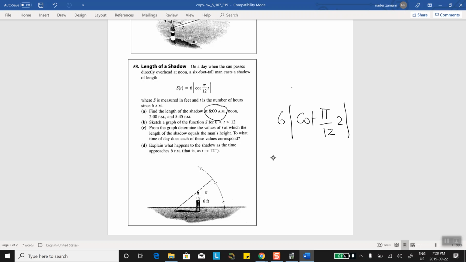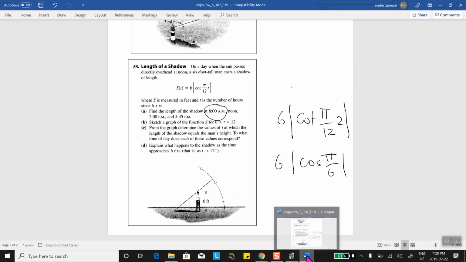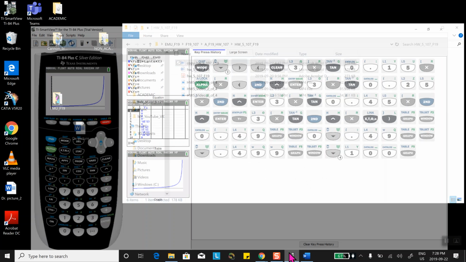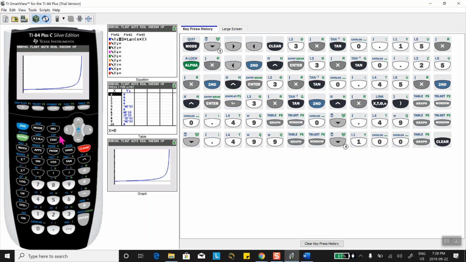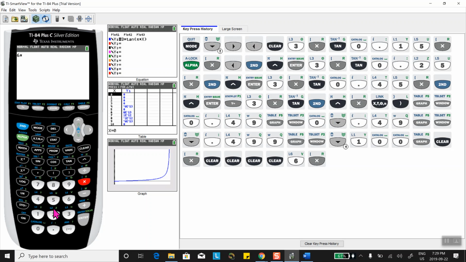It is 2 hours. As a matter of fact, 6 cotangent pi over 6 is something that you should be able to do without going to the calculator. But let's actually go ahead and do that. So we go here. Where's my calculator? Let me clear all this. It was 6 times, clear everything here. Okay, 6 times cotangent, absolute value.